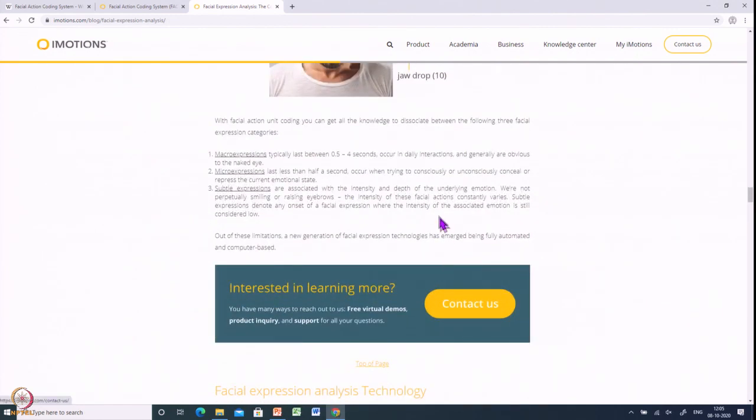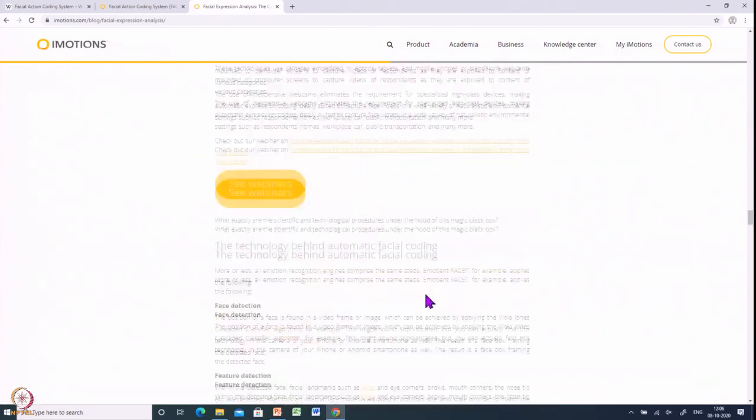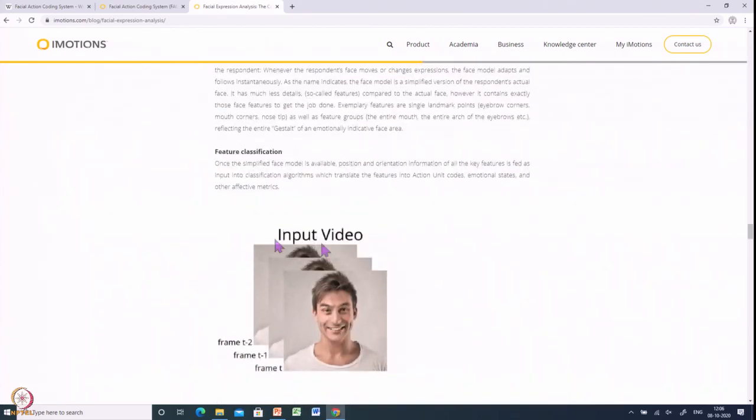So how do we detect that automatically, using a web camera or something like that? What happens really is, in a web camera we capture video, and video is 25 frames per second, 25 pictures in a second.